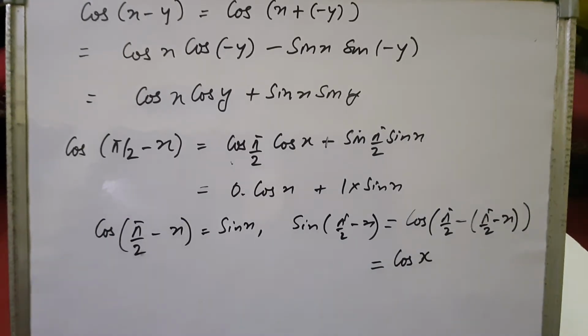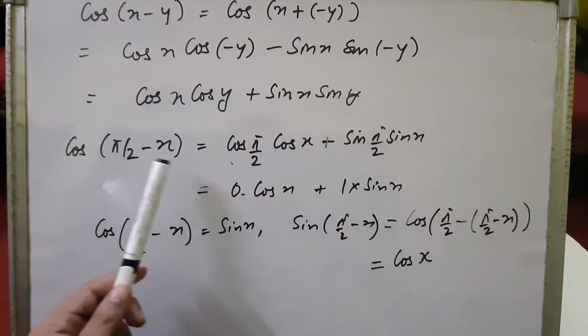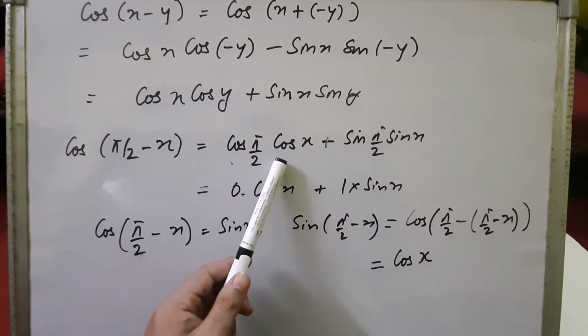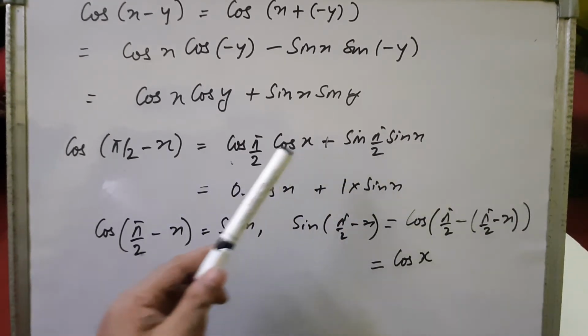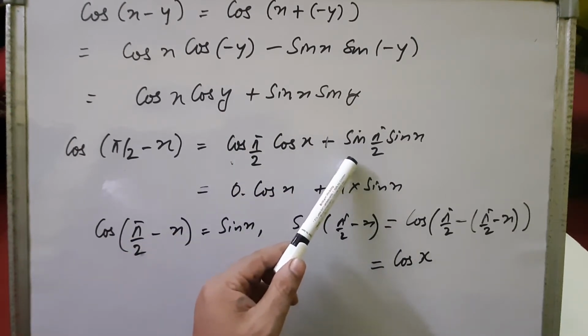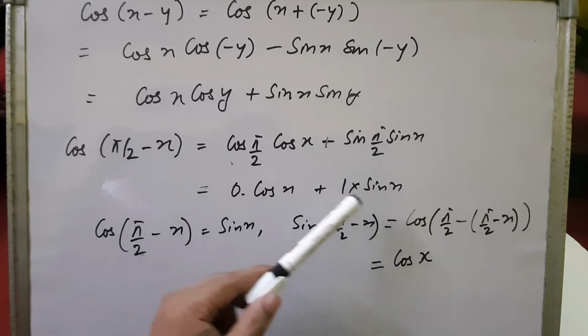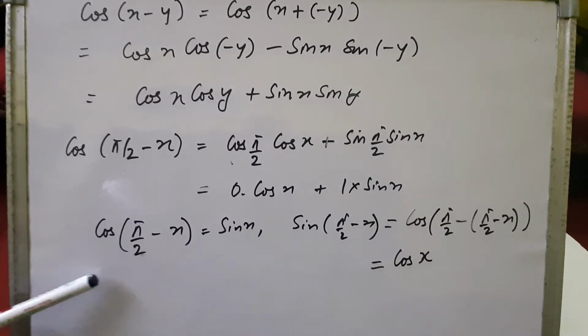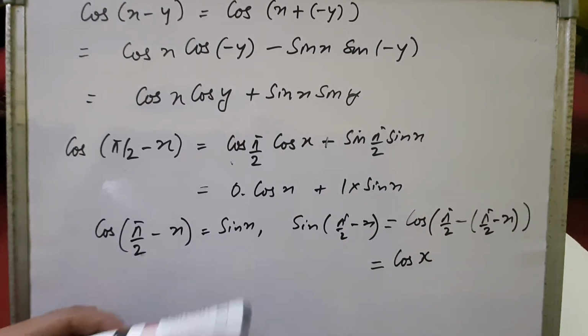We all know that cos 90 minus theta is sin theta. Let's see how, using this formula. Cos 90 minus x can be written as cos 90 cos x plus sin 90 sin x. Cos 90 is 0. This whole term will become 0. And sin 90 value is 1 into sin x. It will be 1 into sin x, which is sin x. That means cos 90 minus x, we can say that the value is sin x.